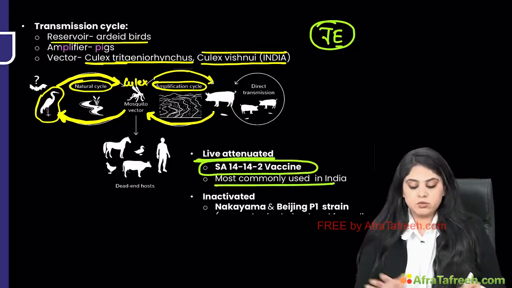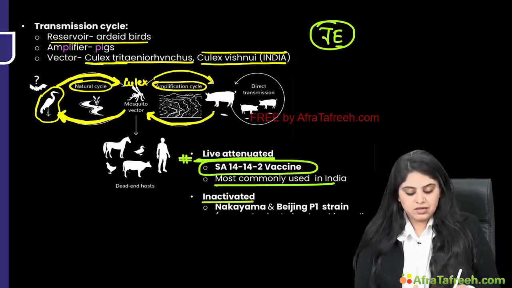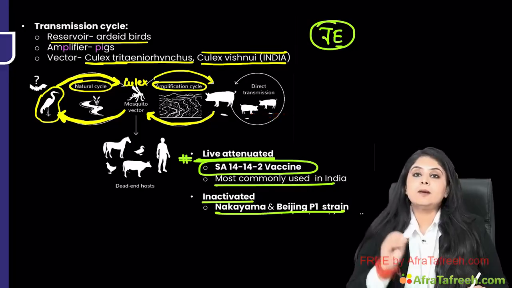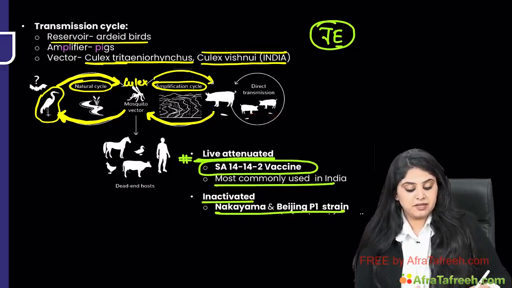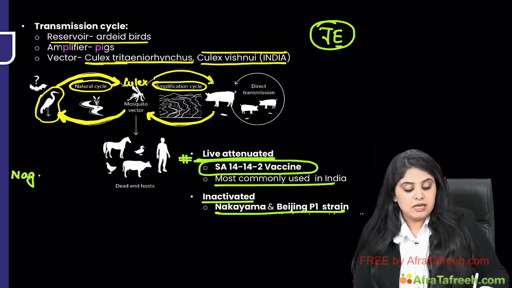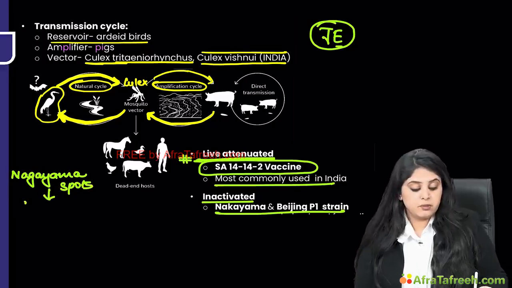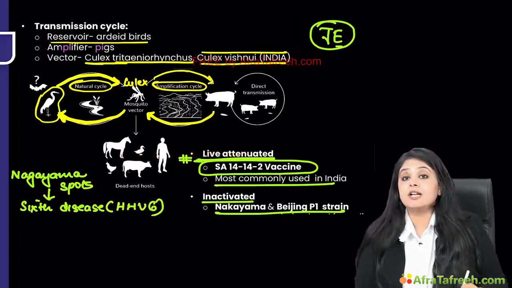So SA-14-14-2, you have to remember. Other than that, there is an inactivated vaccine known as Nakayama and Beijing strain. Nakayama and Beijing sound like Japanese words. So Nakayama and Beijing strains are also used as an inactivated vaccine for Japanese encephalitis. I hope you are not confusing it with the Nagayama spots. Guys, where did we study the Nagayama spots? If you remember, Nagayama spots were a part of the sixth disease, Roseola infantum, HHV6, human herpes virus 6. That is what had Nagayama spots.